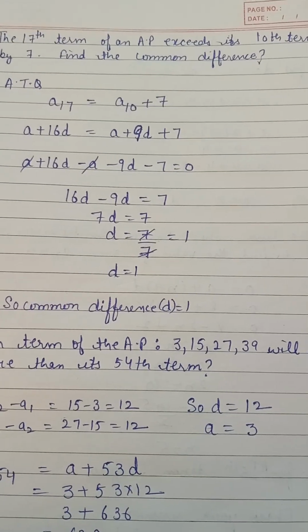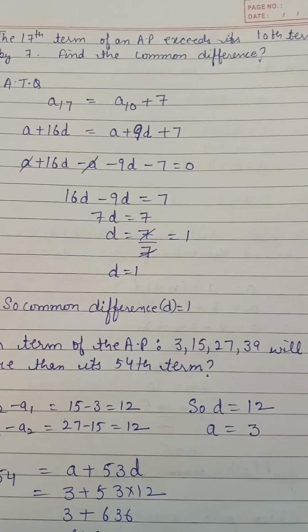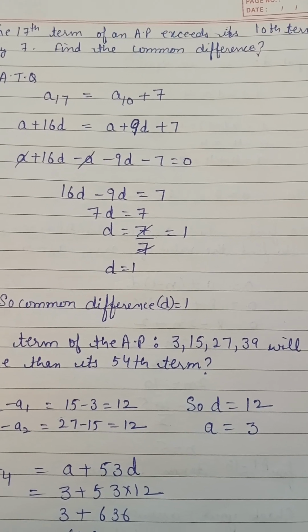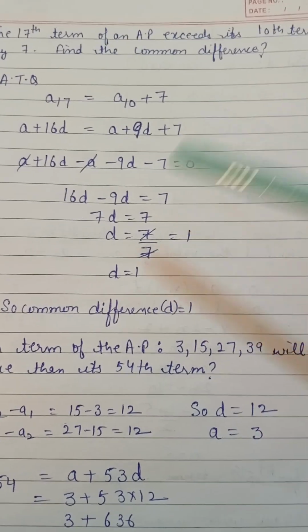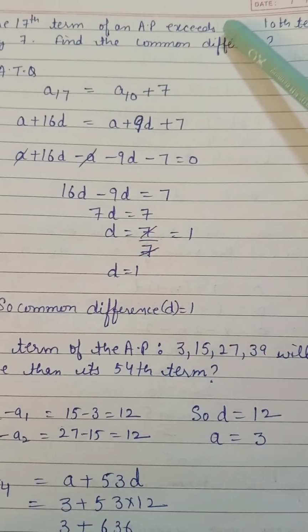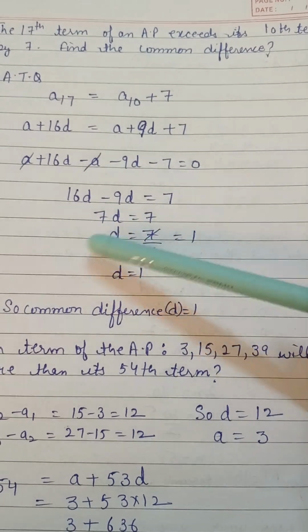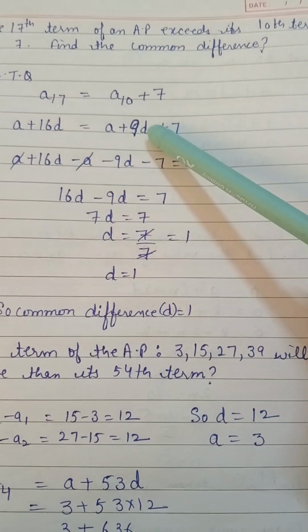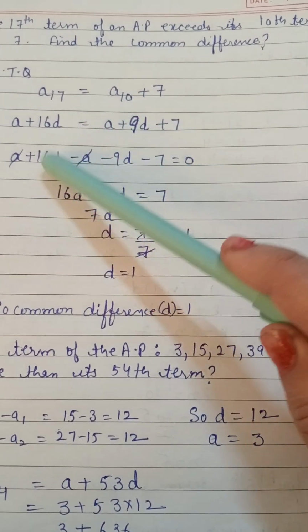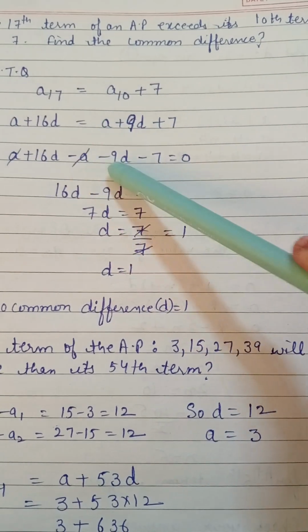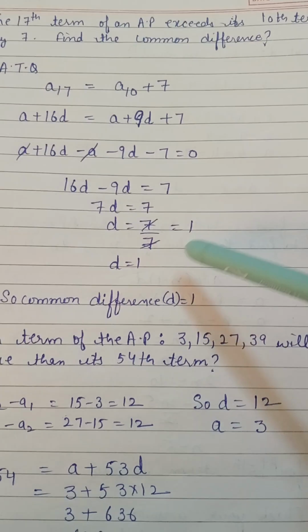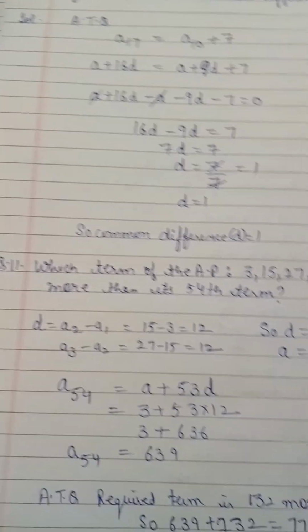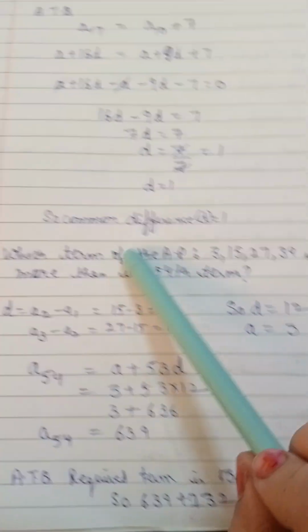Same we will apply the formula a plus 16d equals a plus 9d plus 7. We will take those values on one side, and we will find the value of common difference, that is d, which we have to find here, right? So we will just take these values this side, and it will become minus, and you can find the d value by the calculation. I hope you understand.